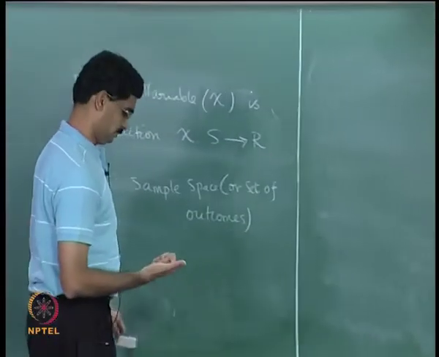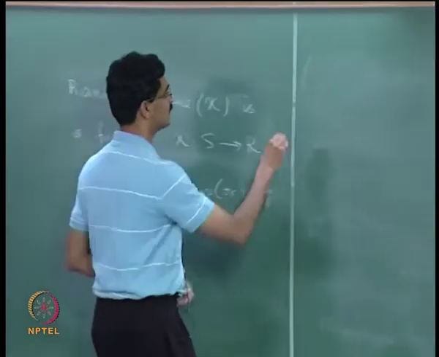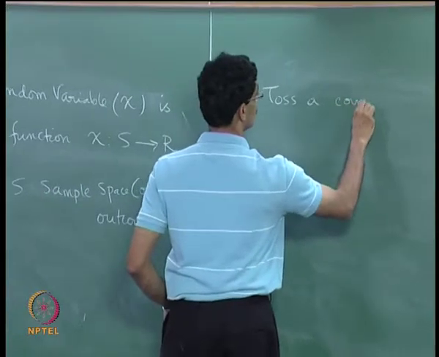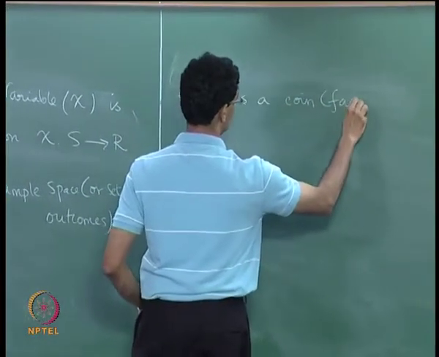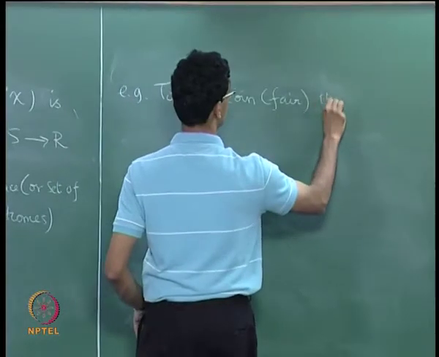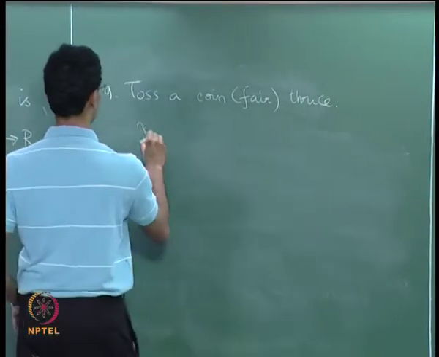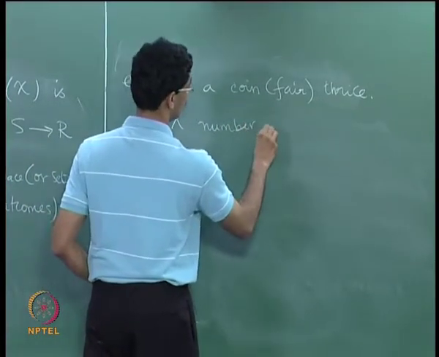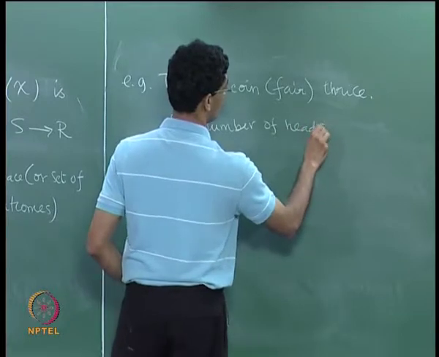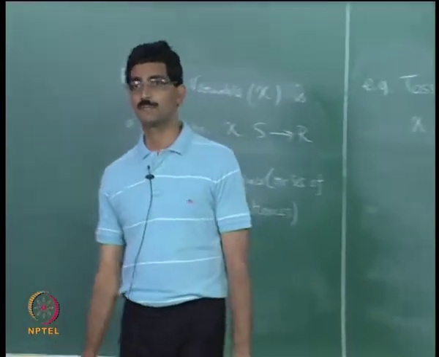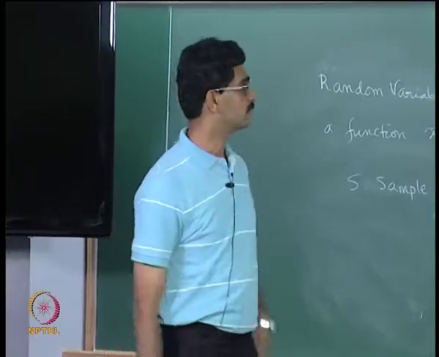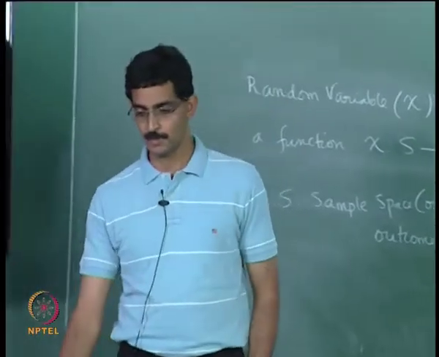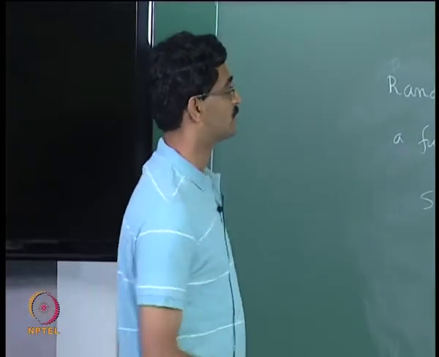So we will just look at one quick example, right. For example, you toss a coin, and let us assume it is a fair coin, thrice. Let X be the number of heads, the number of times that heads appears in each experiment. The experiment actually has 3 trials within the same experiment. Okay.